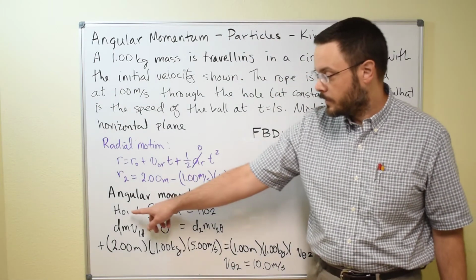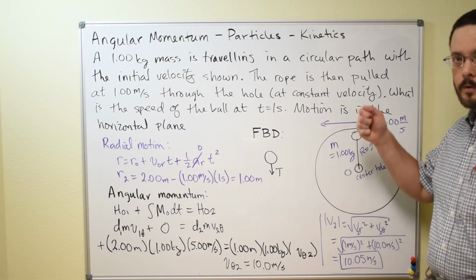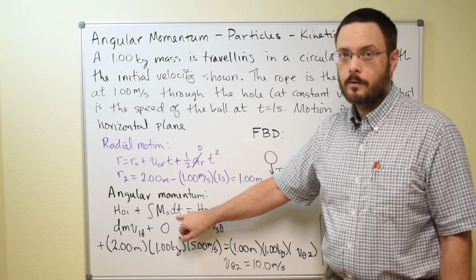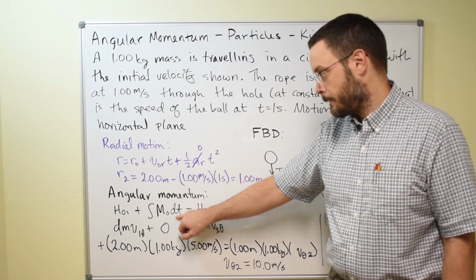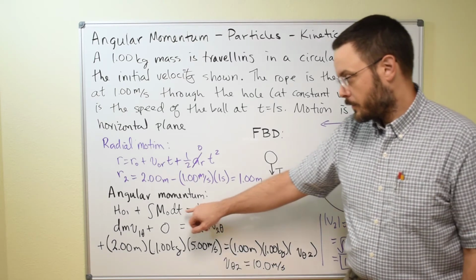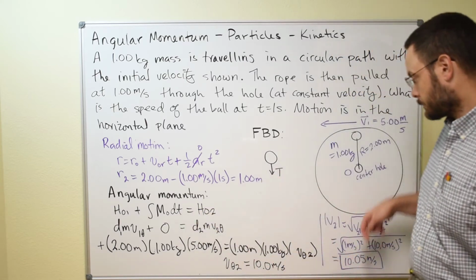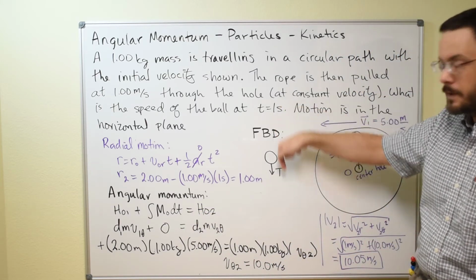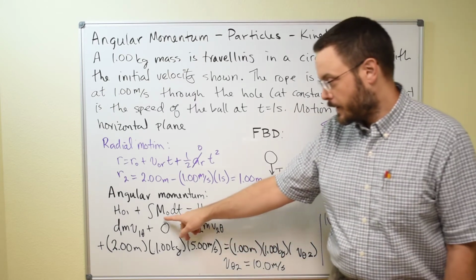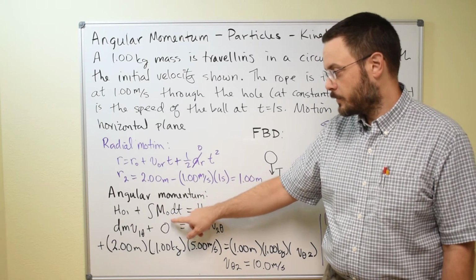Then we can do our angular momentum. So we'll say that the initial angular momentum about point O, which would be our center hole here that the rope's being pulled through, plus the integral of any moments about point O gives us our final angular momentum about point O. There's no force to create a moment about point O because all the force is only in T, and T always points through point O. So the sum of moments about point O is 0, so the integral of moments about point O dt is 0.